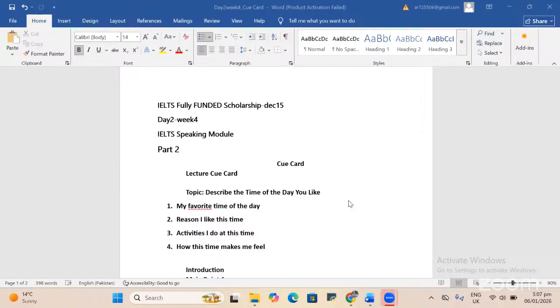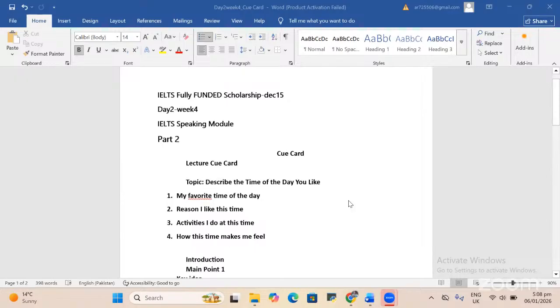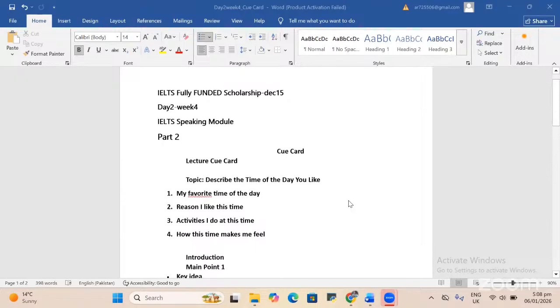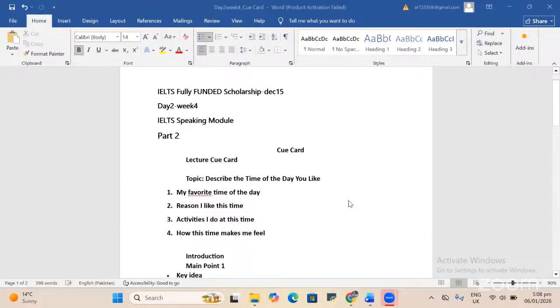The second thing is that many students make a mistake. They just discuss 1 or 2 points, and sometimes they skip one of the points in the cue card. If you do not discuss each point of the cue card, it means your task response is not complete. So for task response, you should discuss each point one by one in detail.